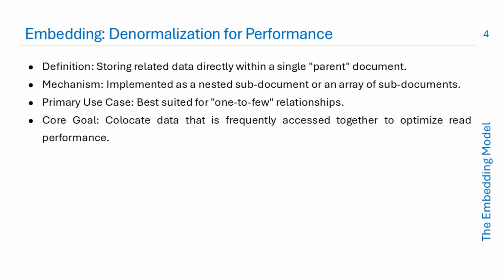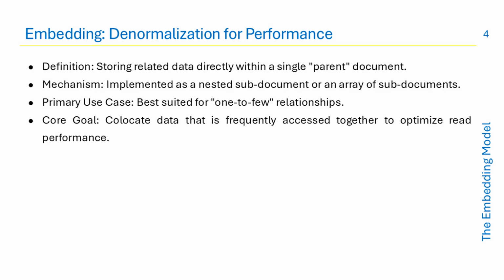Our first major strategy is called embedding. At its core, embedding is a form of denormalization. Instead of splitting related data into separate tables, we intentionally group it together by storing child data directly inside a parent document. This can be done in two ways, either as a single nested object, which we call a subdocument, or more commonly as an array of subdocuments. It's crucial to understand that this approach is not a universal solution. It is specifically designed for what we call one-to-few relationships, where a parent entity is related to a small, manageable number of child entities. Think of a blog post and its comments or a product and a handful of reviews.